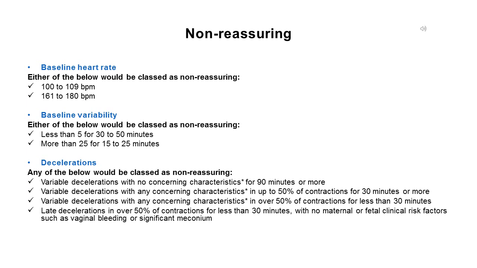Decelerations. Any of the below would be classed as non-reassuring. Variable decelerations with no concerning characteristics* for 90 minutes or more. Variable decelerations with any concerning characteristics* in up to 50% of contractions for 30 minutes or more. Variable decelerations with any concerning characteristics* in over 50% of contractions for less than 30 minutes. Late decelerations in over 50% of contractions for less than 30 minutes, with no maternal or fetal clinical risk factors such as vaginal bleeding or significant meconium.